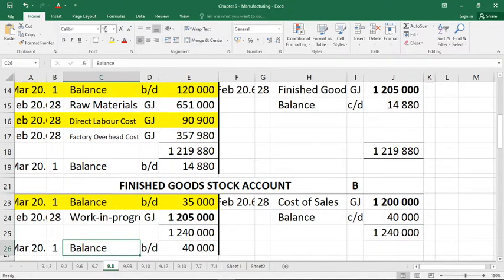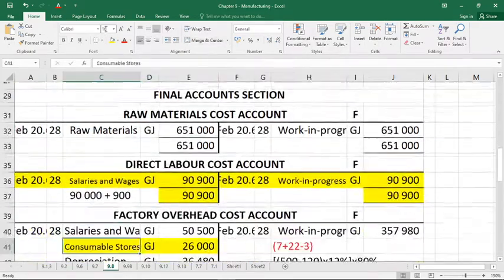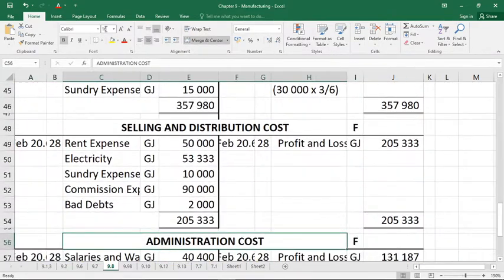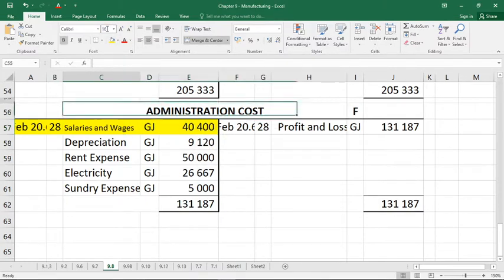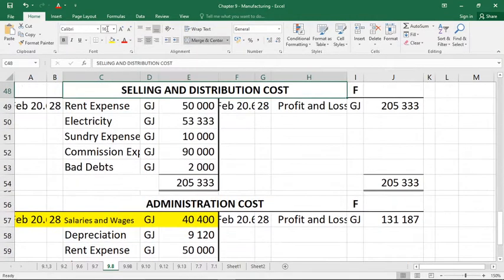Also, it says 90,000 Rand was for direct labor, 40,000 Rand was for administration. Will it only be 40,000? No, we're going to have to add the contribution 1% as well. So in administration cost, which is over here, look, salaries and wages ends up being 40,400. We've added the 1% contribution as well.